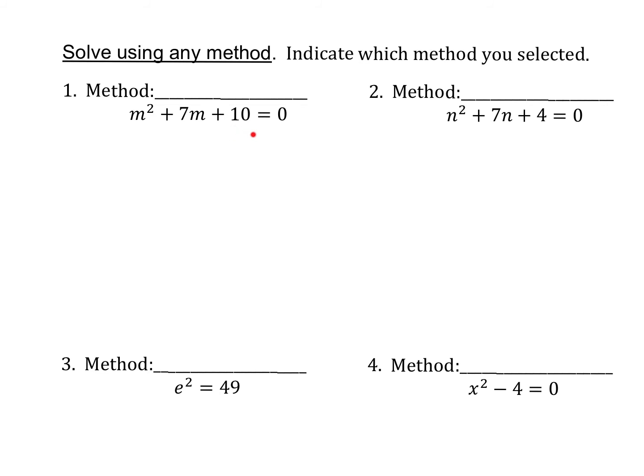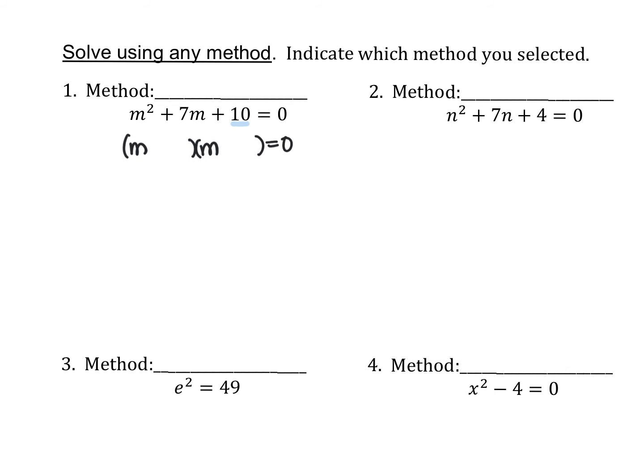m squared plus 7m plus 10 equals 0. It equals 0. I personally think factoring is less work, so I normally try to factor it first. Sometimes you can think about it in your head. Let me try it before I commit.